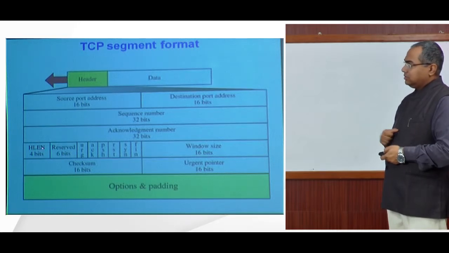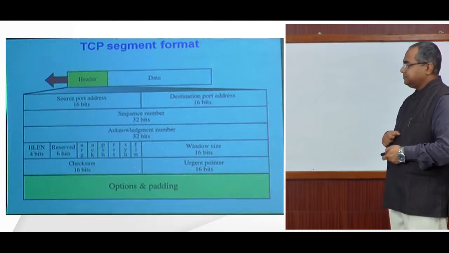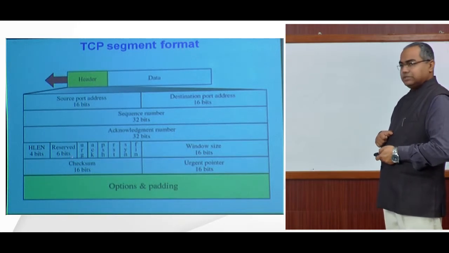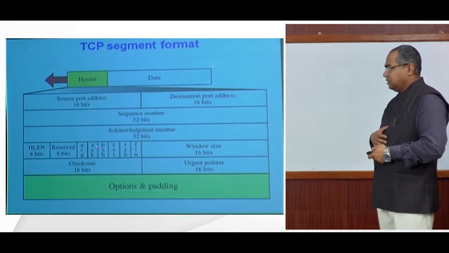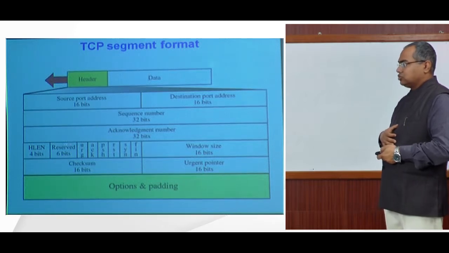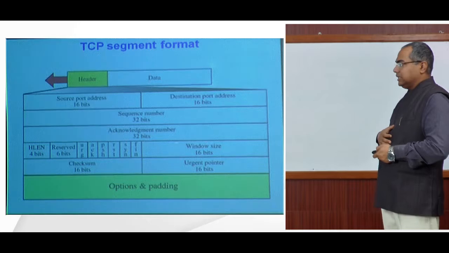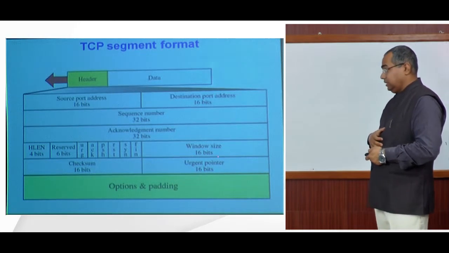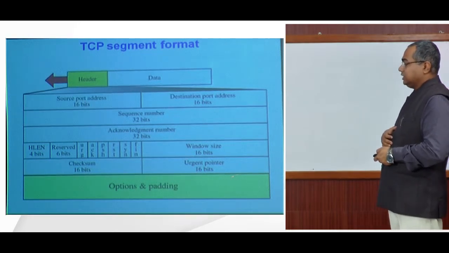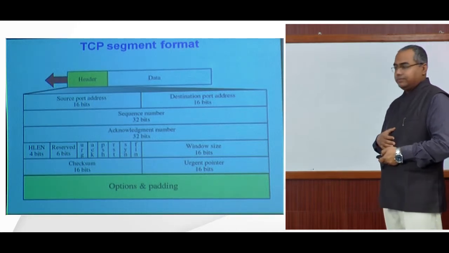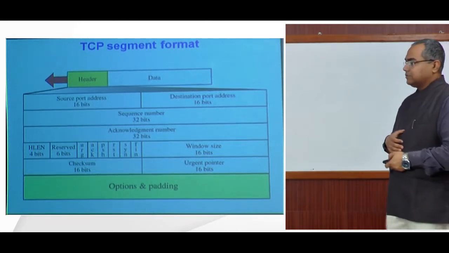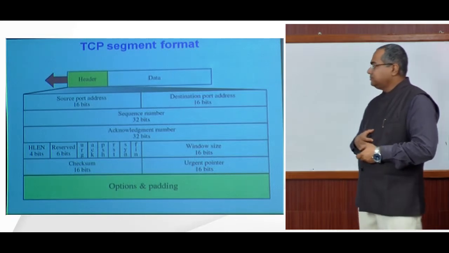Header length, the total length of the header, that will be depicted in 4 bits. Reserved 6 bits for future reference. There are 6 control field flags. Window size, as it gets advertised by the receiver, that is again 2 bytes. Urgent pointer is of 2 bytes. Checksum is of 2 bytes. And there are options for padding also.